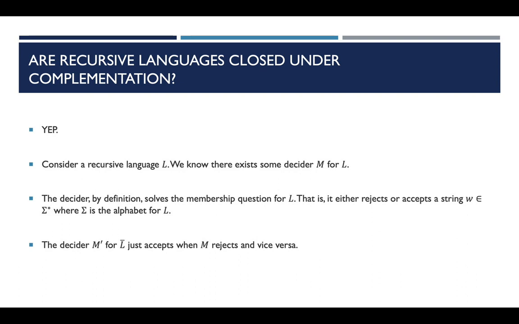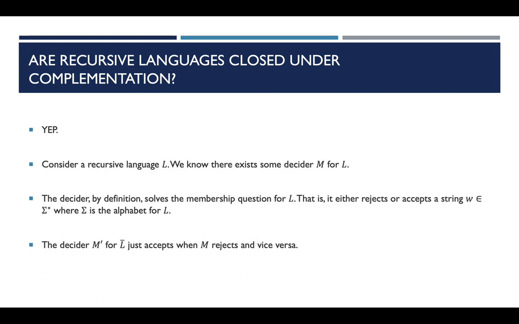And this is very, very similar to what we were able to do with DFAs and NFAs. We effectively can just flip the accepting and the rejecting state. We can do some minor modifications of the control unit, and then we're done. So while recursive languages are closed under complementation, recursively enumerable languages are not.